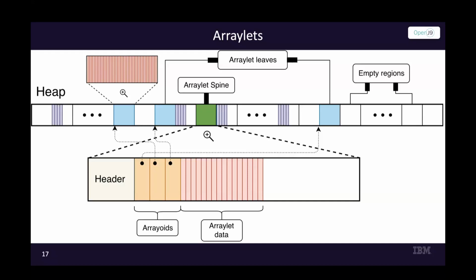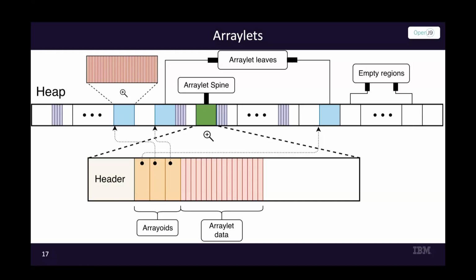So these arraylet pointers would be pointing to these arraylet leaves all over throughout the heap. And in those arraylet leaves, as you see expanded in the top left corner, are going to be all your array elements for that leaf. I hope that clarifies it.